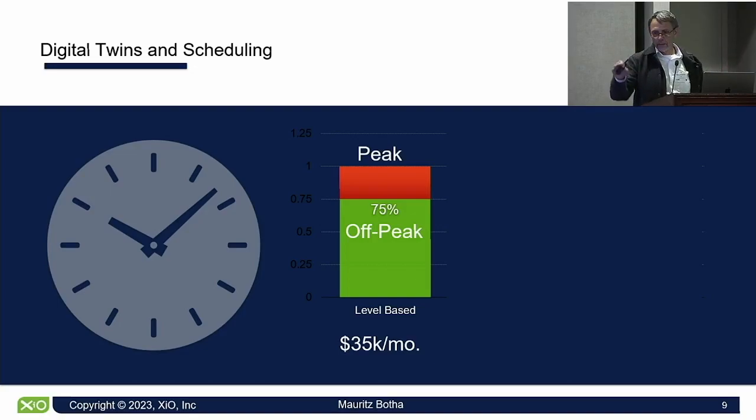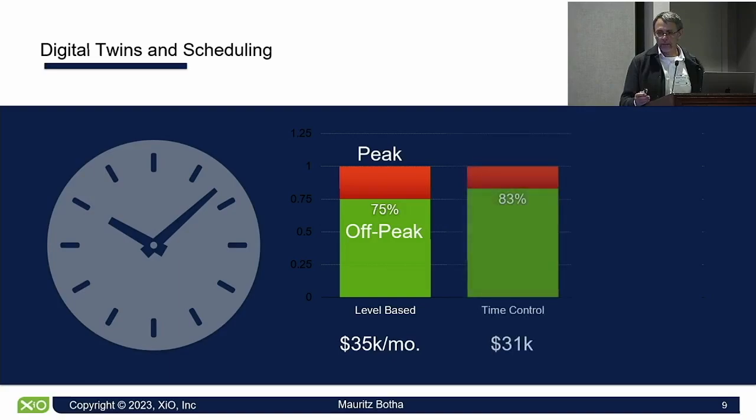So the rest, they pay peak prices. That's about 5-6 times as expensive as non-peak prices. Then they said, oh, we'll use timers in our system. So they put timers on the devices, and they were able to increase the off-peak pumping times to 83%, reducing their electrical energy bill on average to $31,000 a month.